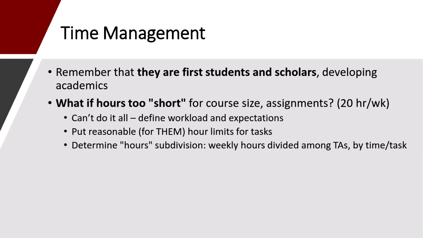And that way you can show them, this is how much time you have. So let's subdivide your 20 hours: 4 hours grading, 2 hours prep, however you want to do that, and then see if that works. And if it doesn't, go back and adjust as needed. And if you have to adjust different hour amounts for different TAs, again, as long as they're all doing 20 hours a week or 10 hours a week equally, that's what's important, the equity part.